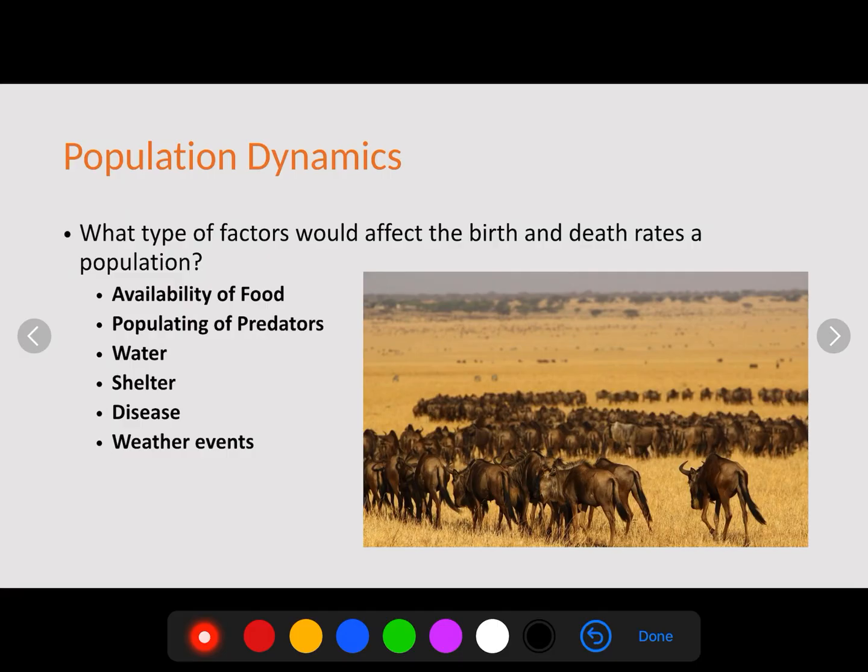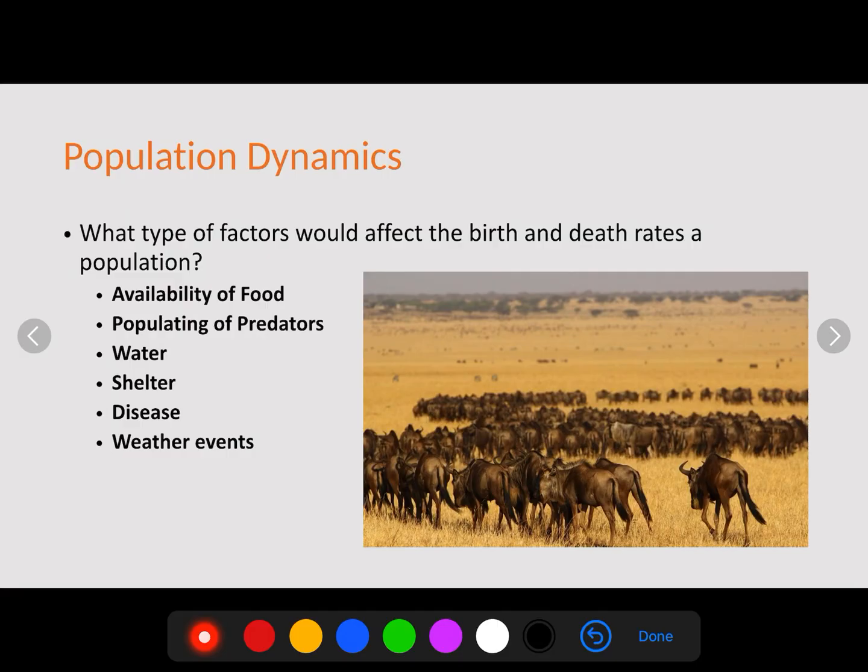So the things that are going to affect that are things like the availability of food. The better the food source is, the better chance a mother has of delivering a healthy offspring that will be able to survive. Population of predators. So obviously if the population of predators is up, what that's going to do is knock off the prey. Same thing, when the predators are down, the prey are going to have an increase in numbers.